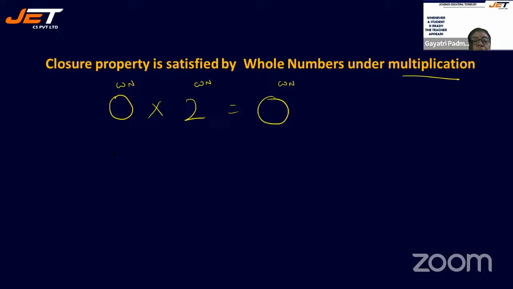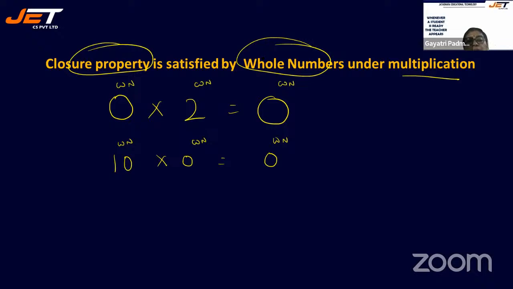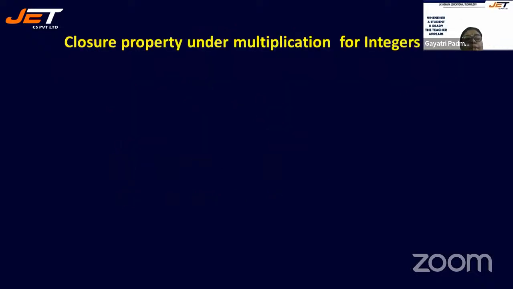Another example, 10 multiplied by 0 is going to give us another whole number. So 10 is a whole number, 0 is a whole number, and the resultant figure is also a whole number. So closure property is satisfied when these whole numbers, meaning 0, 1, 2, 3, and so on till infinity, are used under multiplication. So one more, 0 into any number till infinity is going to give us only 0. All right, students. So I'm sure you would have understood this. Now let's move on to the next question.